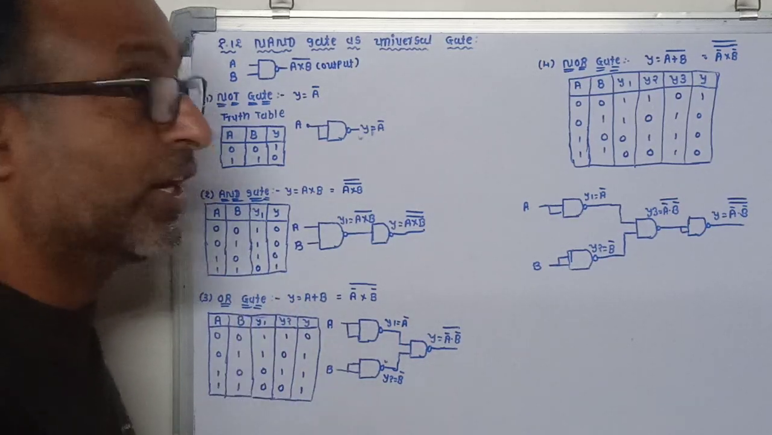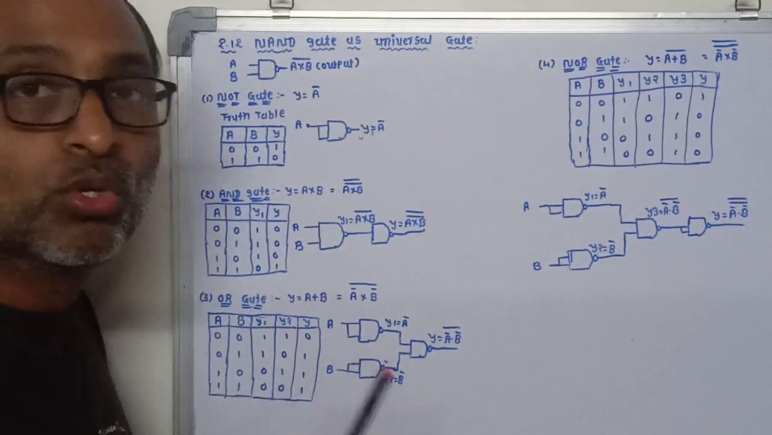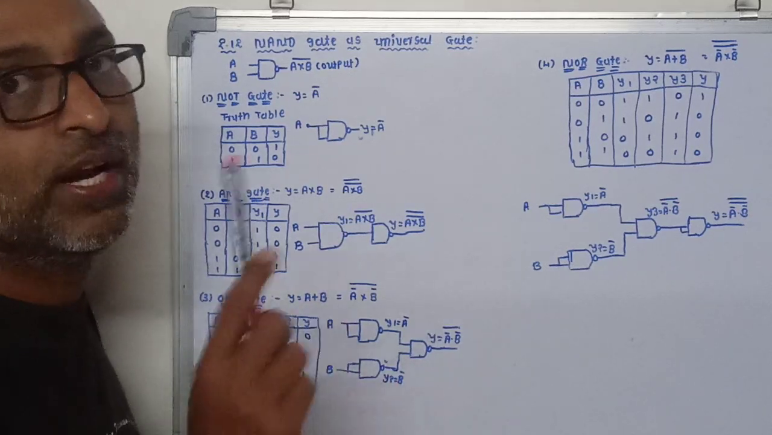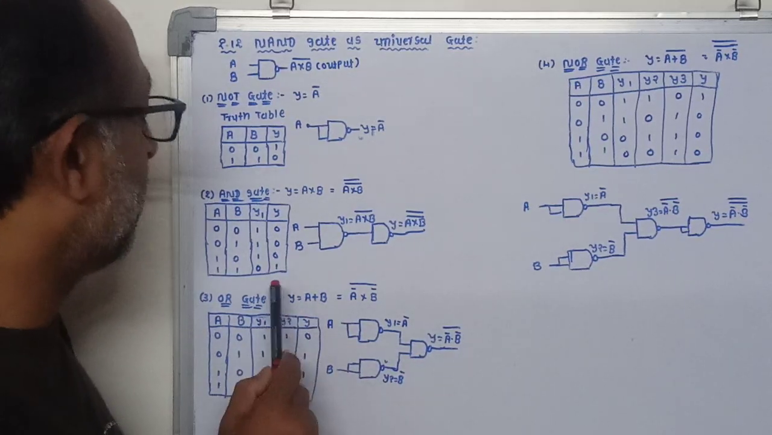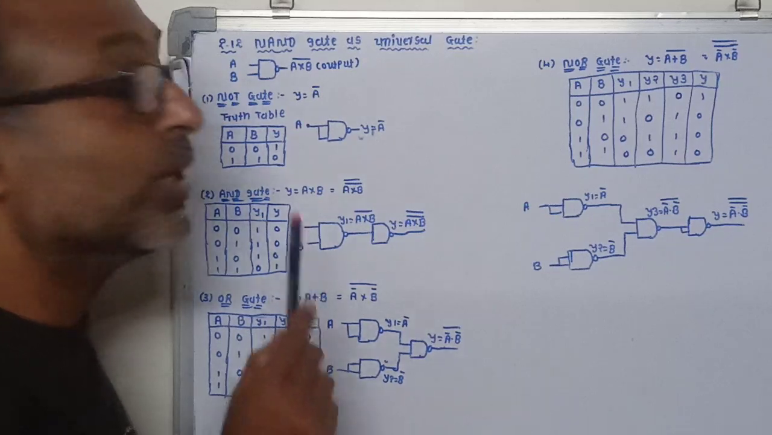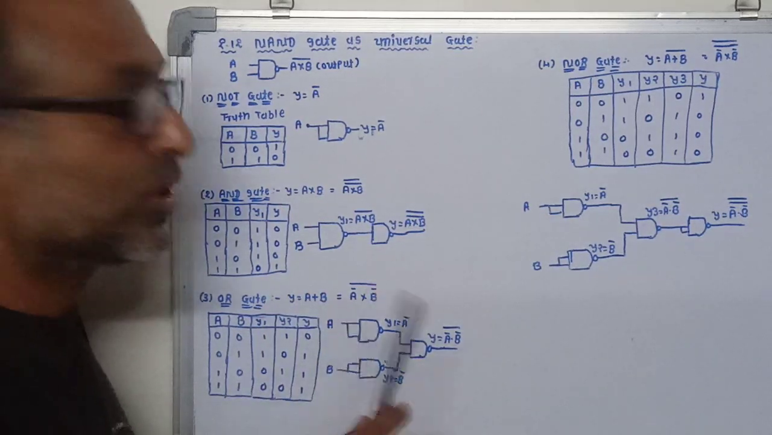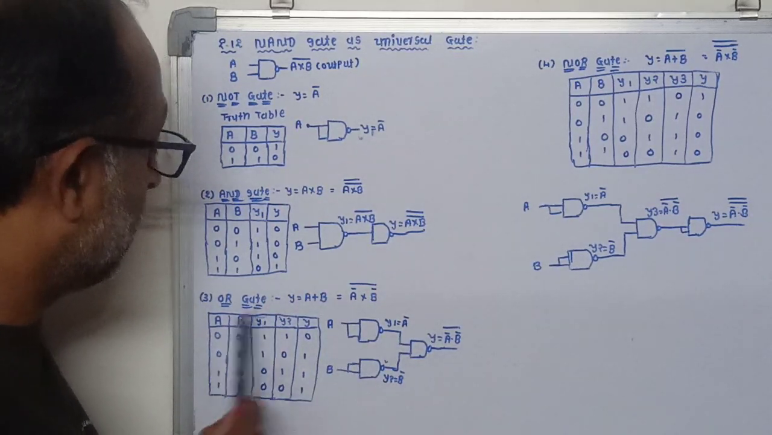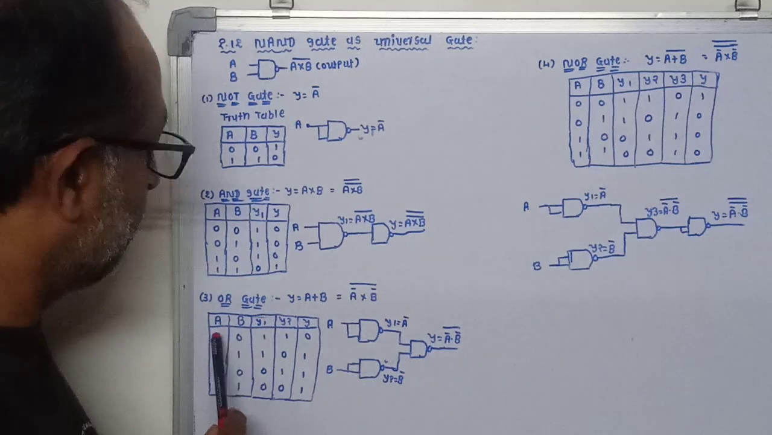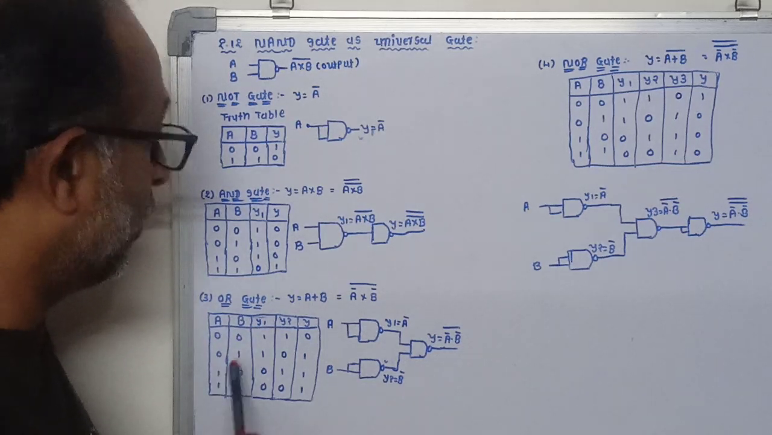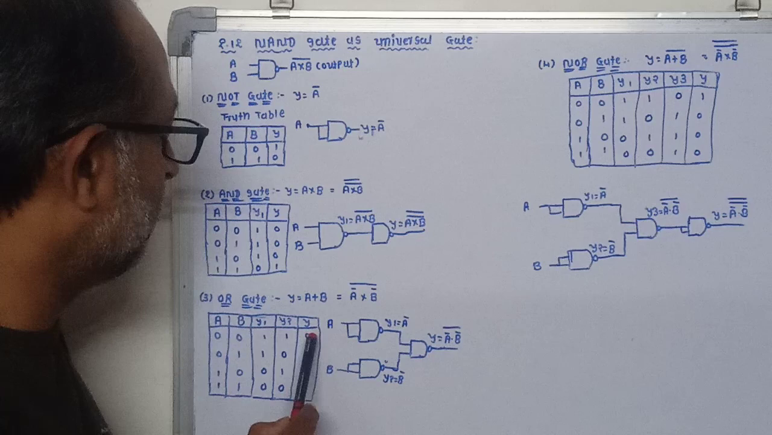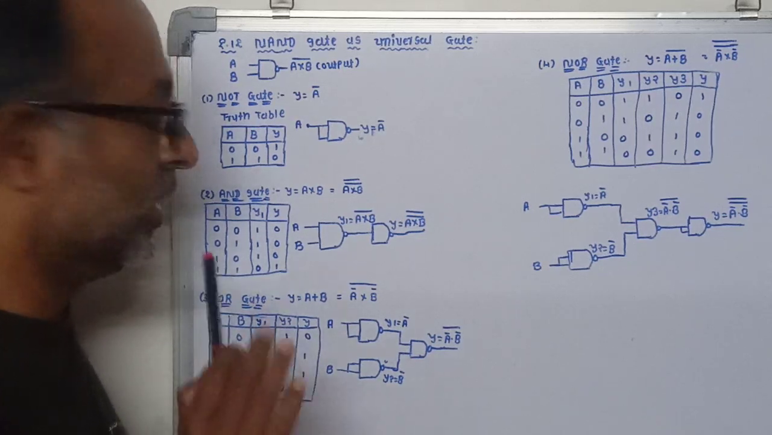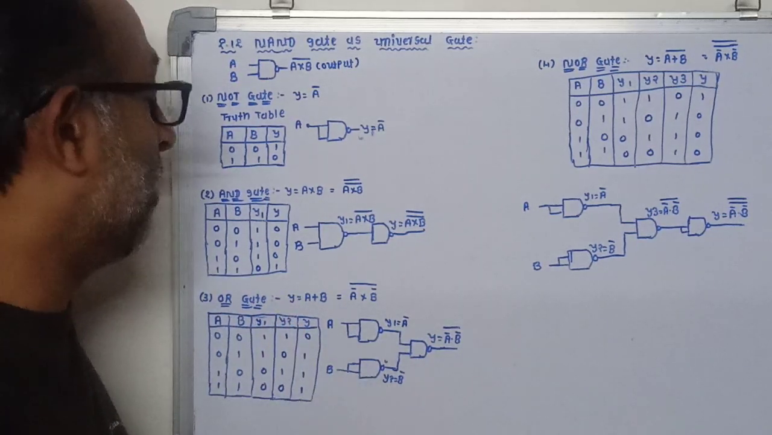Now third, the OR gate. The OR gate also has two or more than two inputs and one output. But the Boolean expression for the OR gate is Y is equal to A plus B. So first we have to prepare this table. Input remains the same: 0 0, 0 1, 1 0, 1 1, and the output of this OR gate is 0 1 1 1. That is our requirement.